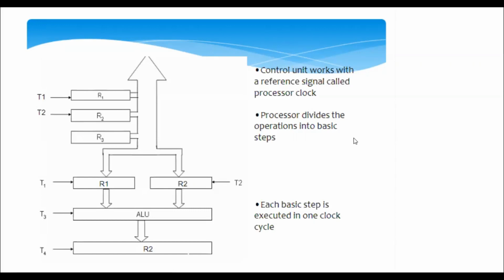So it means that the control unit works with a reference signal, okay, our processor clock. For example, we have T1 and T2. The processor divides the operations into basic steps, so it divides them into basic steps for R1 and R2. Each basic step is executed in one clock cycle, which is the R2.